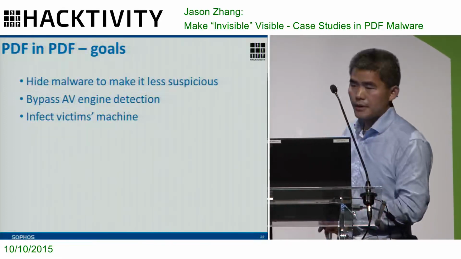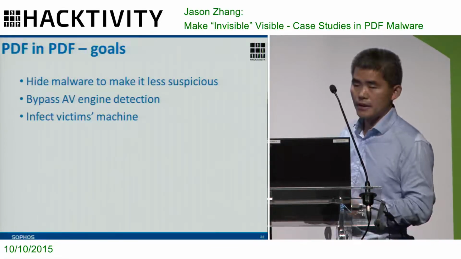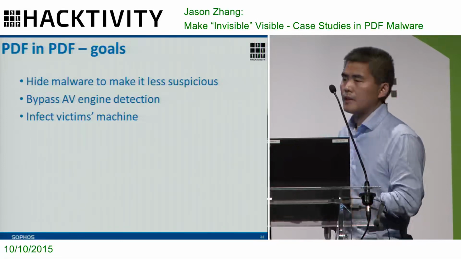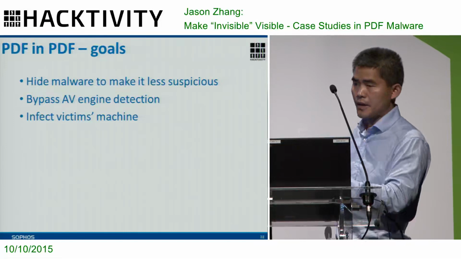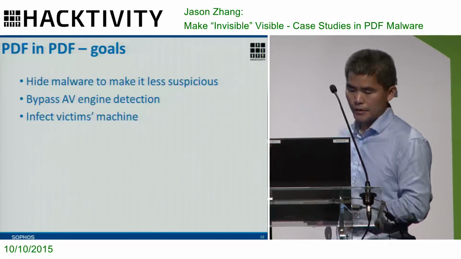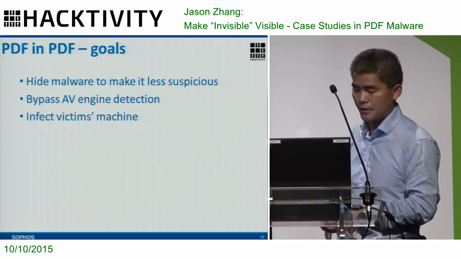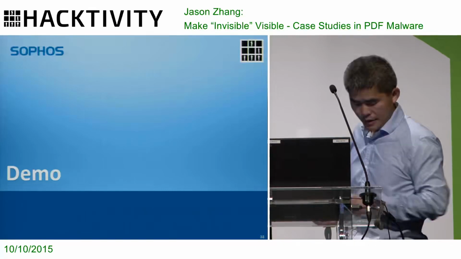The purpose of using a PDF embedded in another PDF file is to try to hide malware and make it less suspicious. Also, if some AV company's engine is not good enough, they won't be able to extract the embedded PDF file from it. So it's a way to bypass AV engine detection, and then of course they will try to infect the victim's machine. So yeah, let's have a demo here.